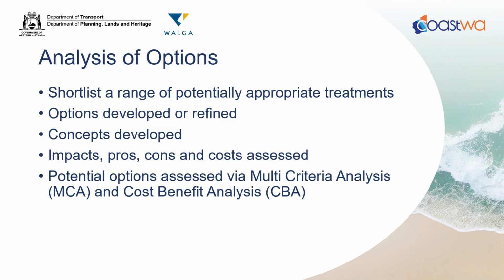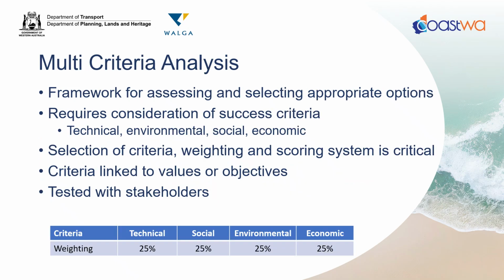So once we have our short list of potentially appropriate treatments, we would probably develop these smaller range of options in a bit more detail and refine them, develop concepts for what they might look like, consider their impacts, their pros, cons, and their costs, and then complete a multi-criteria analysis or a cost-benefit analysis against them. So a multi-criteria analysis, or an MCA, is really just a framework for assessing and comparing appropriate options.